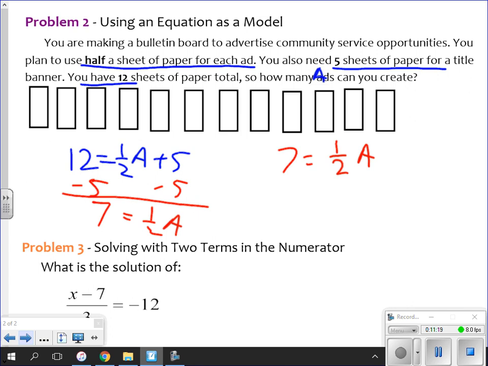Now I need to get rid of the 1/2 A. Multiply by what? I can multiply by the reciprocal. What's the reciprocal of 1 over 2? 2 over 1, which is 2. Multiply by 2 over 1, which is the same as multiplying by 2. So these cancel, and I get A, and that gives me 14. 14 equals A. So what's the answer to my question? 14 ads. I can do 14 ads.